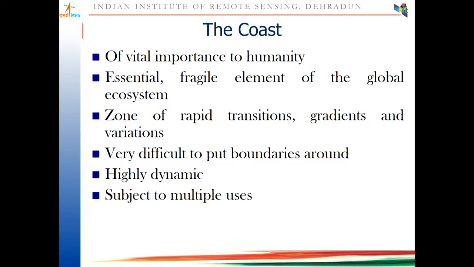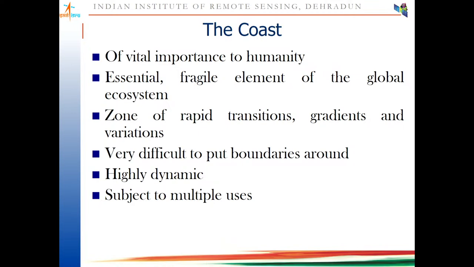But at the same time, it is a very fragile ecosystem. If you disturb one part of the coastal ecosystem, it is going to disturb the rest as well. If you cut the mangroves, the entire coastal ecosystem is going to be disturbed. It's a zone of rapid transition, gradient, and variation. Lots of parameters vary in the coast. Even the water itself, if you go away from the coast, the temperature varies. If you go depth-wise, the pressure, temperature and density will vary. So there are a lot of transitions, gradients, and variations.